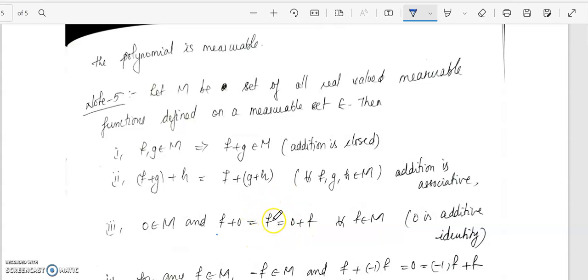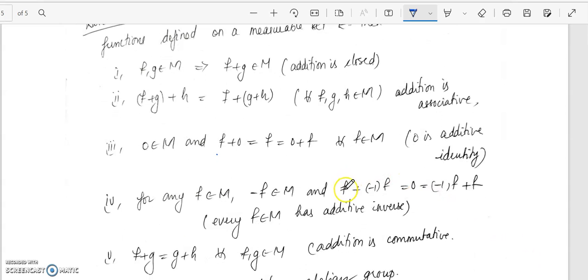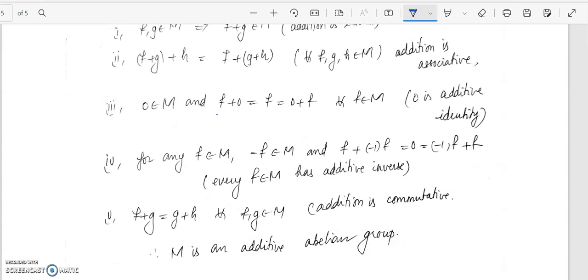So f plus 0 will be equal to f, that will be equal to 0 plus f. So 0 is the additive identity, and again if f is measurable then minus f is measurable. So that is the additive inverse, and similarly it will be commutative, so f plus g will be the same as g plus f. So therefore we can conclude that M is an additive abelian group. So if M is the set of all real valued measurable functions defined on a measurable set E, then M is an additive abelian group.